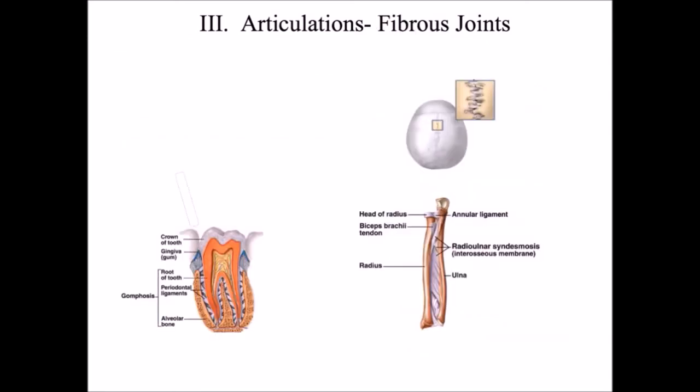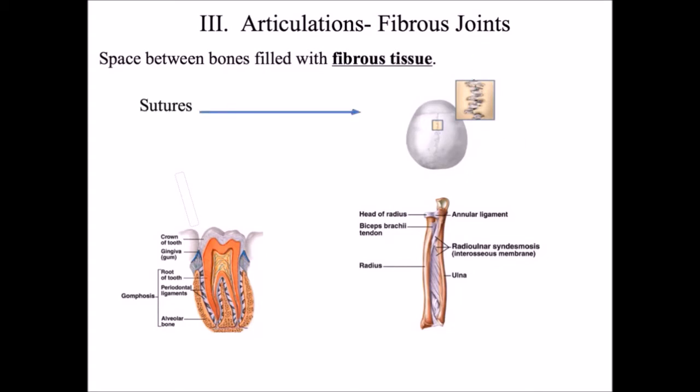The first structural classification of joints is called the fibrous joint. And in a fibrous joint, the space between the bones is filled with fibrous tissue. Examples of fibrous joints would be the sutures of the skull, a syndesmosis, which would be the interosseous membrane between the radius and the ulna, and gomphosis, in which the ligaments anchor the tooth to the gum.